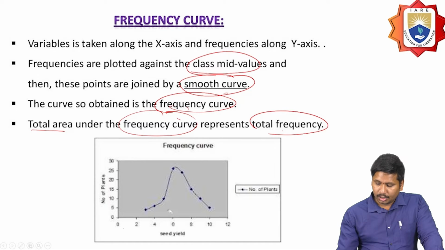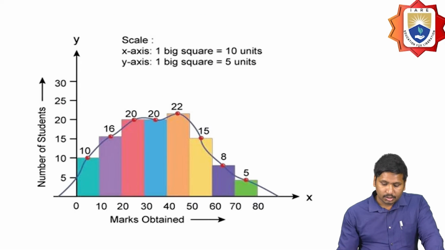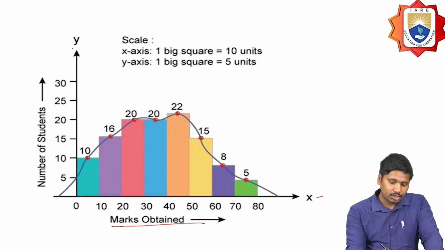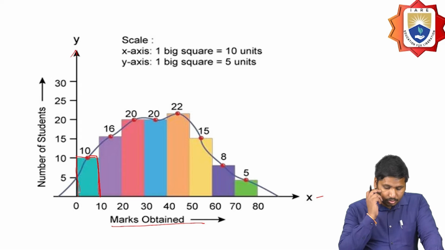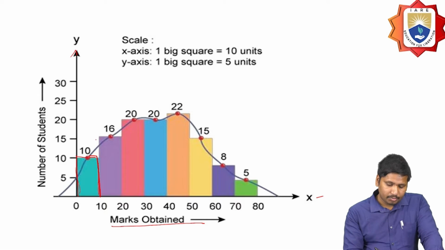Let me show an example. These are the values I have. See here, the marks obtained are taken on the x-axis and the number of students on the y-axis. Suppose between 0 to 10, the number of students with marks obtained is 10. So first I have to draw the bar here. And the number of students between 10 to 20, let it be 16. So I have to construct a rectangular bar.